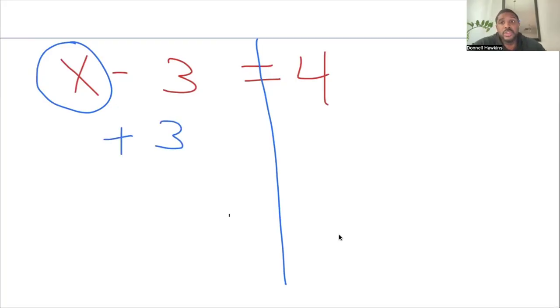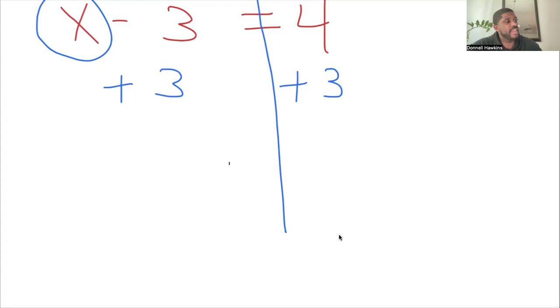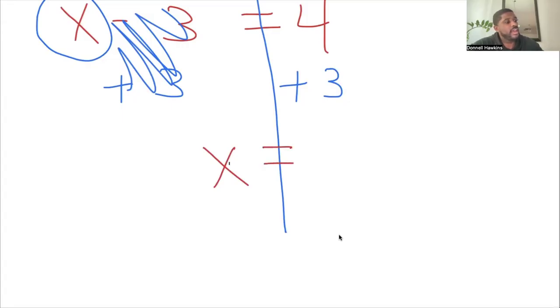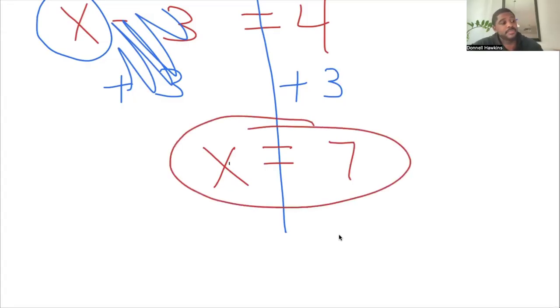Boom. And you do the same thing on the other side. Add 3. Boom. Once you do that, this cancels out because it turns into 0. X is left by itself. And now we're at 4 plus 3, right? That equals 7. Boom. We're done. All right. Let's do another problem.